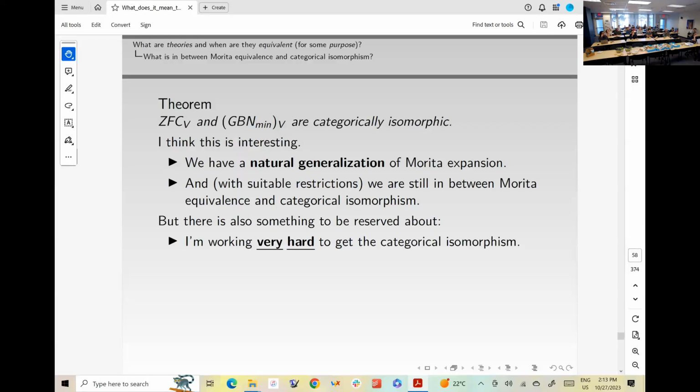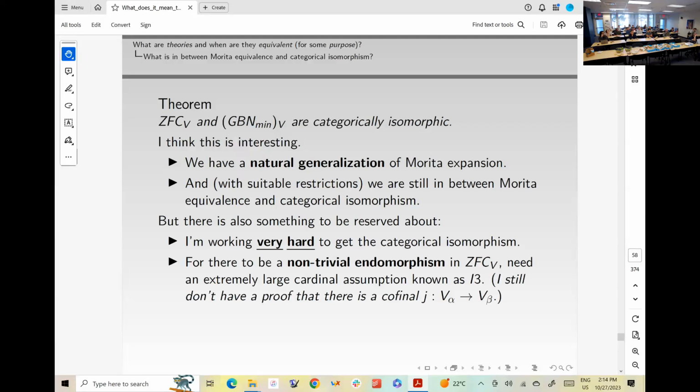Okay, so I've worked very hard to get the categorical isomorphism to work. In particular, in the category that I chose there, in order for there to be a single non-trivial endomorphism in ZFC_V, so that's just having two structures in there and a map between them which is not the identity, this is a large cardinal assumption known as I3. So it's got a terrible name because everyone hates it.